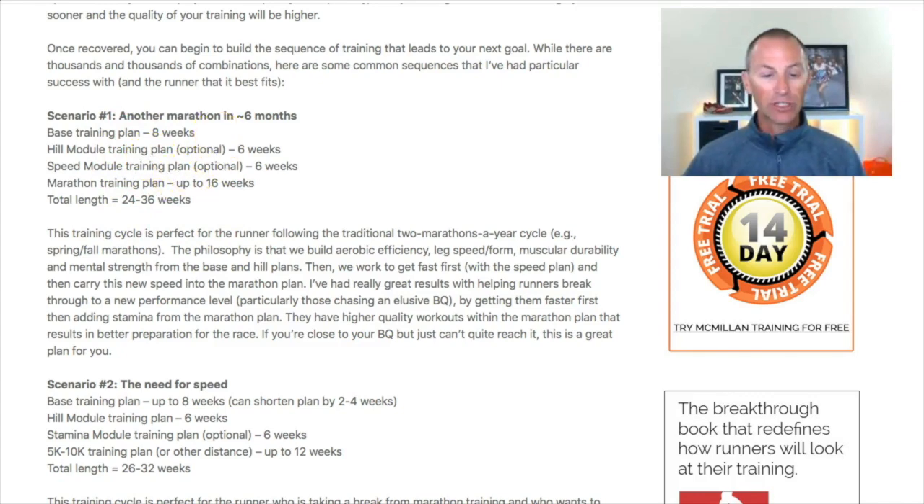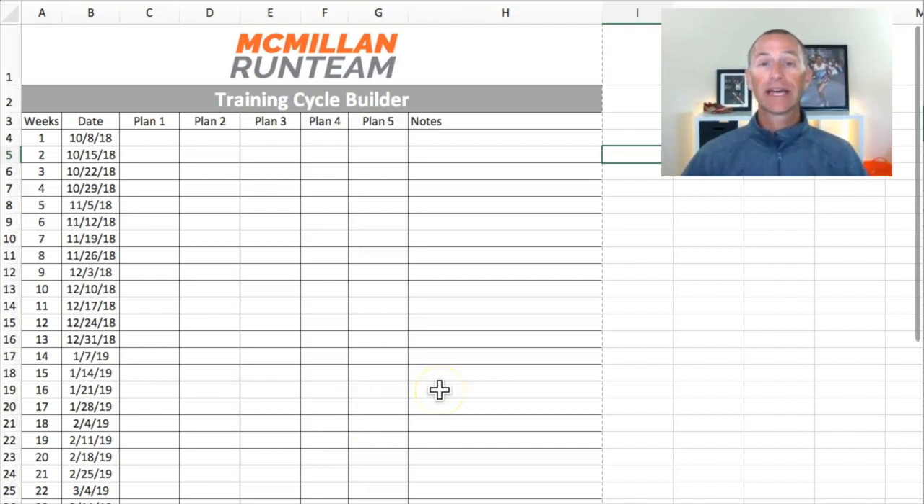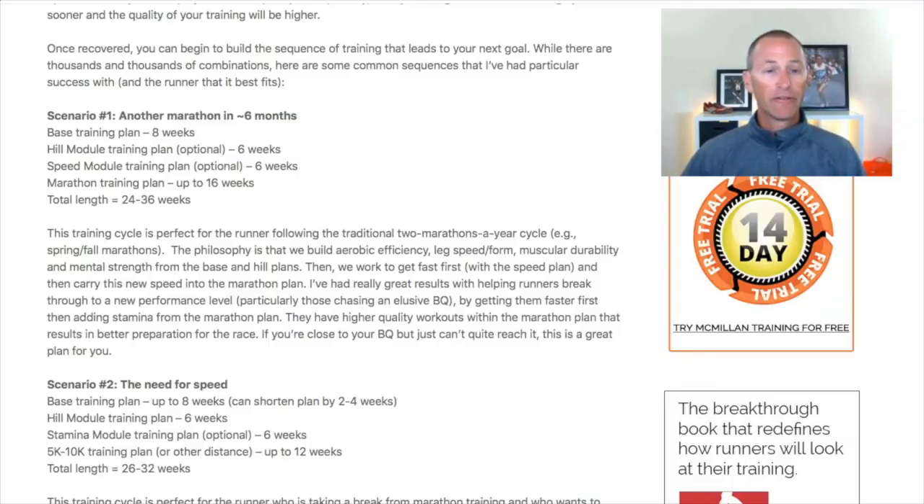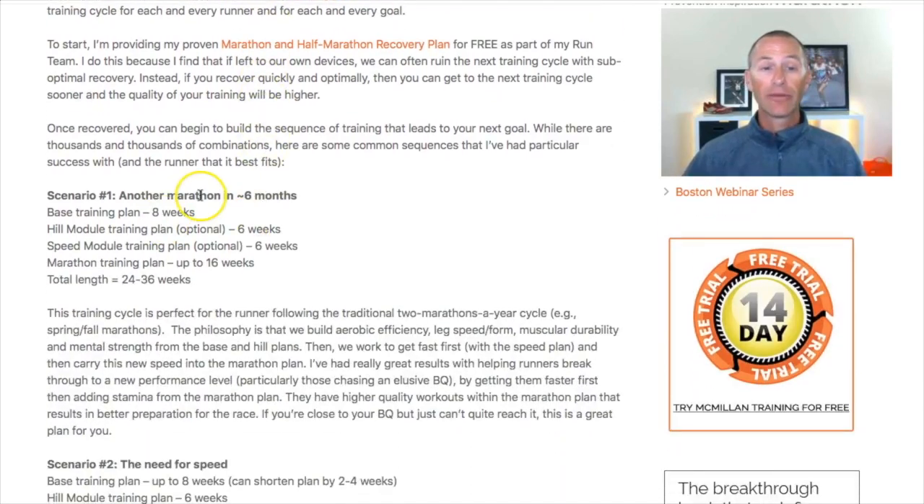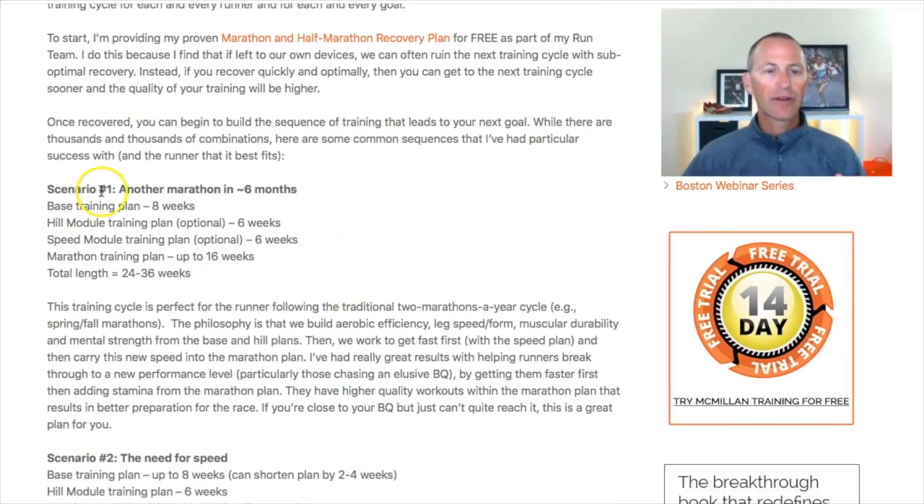Now, the other resource that you'll need is my training cycle builder worksheet, and I'll walk you through this as well. Again, there'll be a link to it below the video so you can use this as you begin to build your plan. Now let's go back to the article that I want to focus on, which is for the long distance race goals. In this case, another marathon in around 6 months. I mentioned Chicago to Boston or Chicago to London, but you can modify this for your particular needs. So we're going to use scenario 1, and it says this is the best sequence of my training plans to build you toward that race.